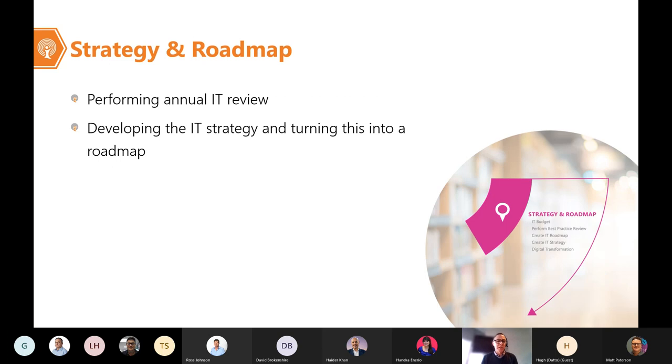Strategy and roadmap is kind of the keystone behind everything we do. So we perform an annual IT review as part of the IT Manager as a Service. It's a flight plan review that involves interviews and workshops with your key staff. As a result of that, we form a strategy and a roadmap for that year, and that's agreed with you as the customer. And it makes sure that what we're doing and what we're proactively putting in place fits your business.